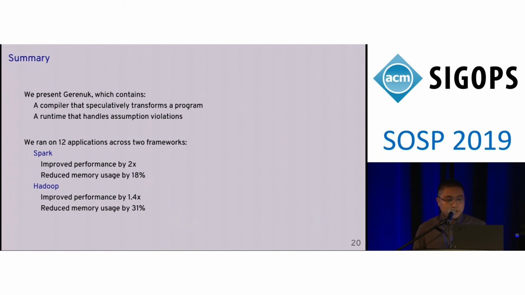So in summary, I present Gerenuk, which contains a compiler that speculatively transforms a program to use byte inlining. It also contains a runtime that handles assumption violations. We ran Gerenuk across 2 frameworks, Spark and Hadoop, and found both performance increases and reduction in memory usage. And with that, I conclude, and I can take questions.